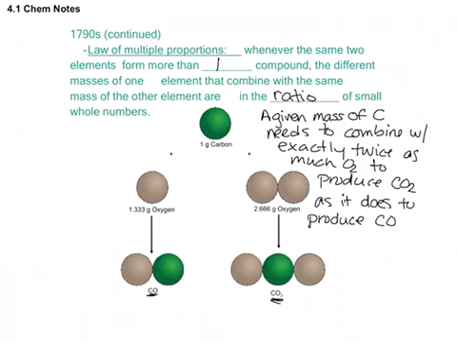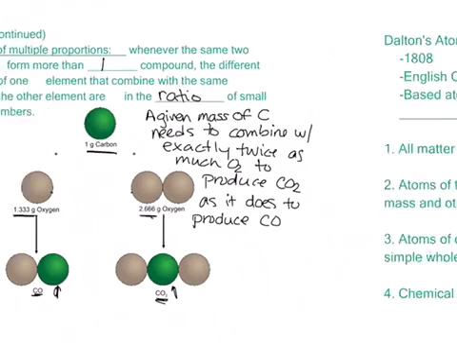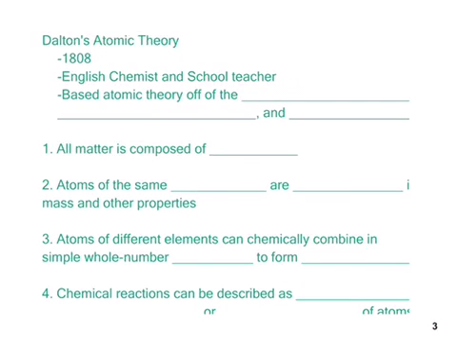So we keep 1 gram of carbon, since there's only 1 carbon in each of these. And then when we look at the oxygen, we need exactly twice as much. So in this particular case, we have 1.33 grams of oxygen in carbon monoxide. And so in carbon dioxide, when we have 2 oxygen atoms, we need exactly twice as much mass of oxygen in order to make CO2. So this is all a great start.